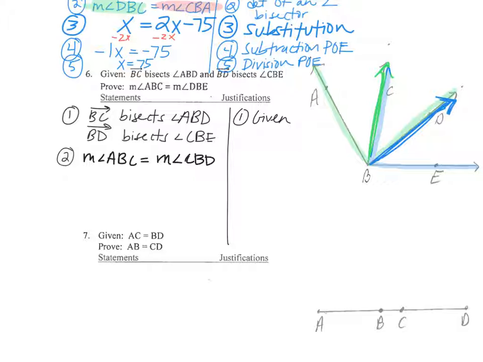So looking at the blue angle, you have two parts. One of the parts is CBD. Measure of angle CBD. What is that equal to? DBE. It's the other part of the angle. These two parts are equal because you have the bisector in the middle. Okay, this is because of the definition of an angle bisector again.